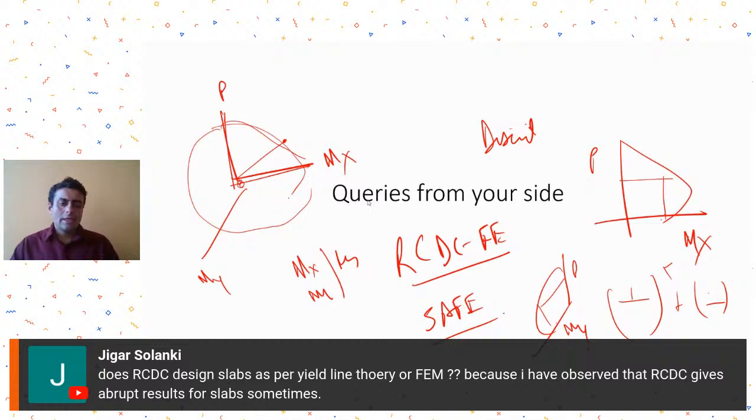Mr. Jigar is saying, does RCDC design slabs as per yield line theory? Yield line theory only. It will only use the yield line theory. It will not do FEM analysis. It's quite clearly given in the RCDC documentation that the slab is only checked as per the yield line theory, or what should I call it, the coefficient based method. Okay.